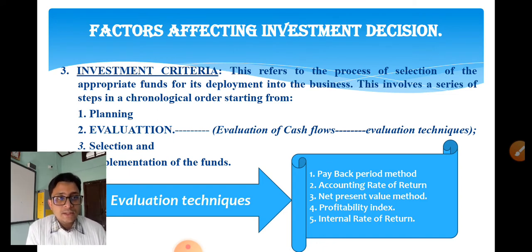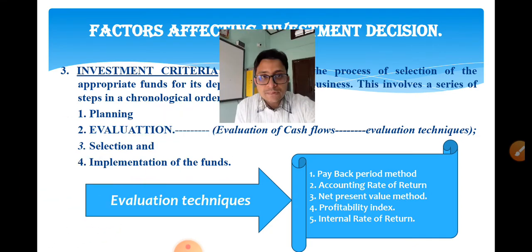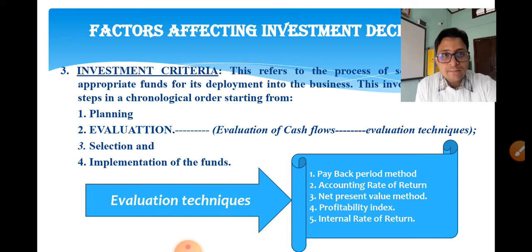So this investment criteria involves a series of steps. The first one is planning, and number two is evaluation. So what is evaluation? Under evaluation, these mathematical calculations are taken into account, like the payback period method or accounting rate of return. Some are discounted and some are non-discounted. That is at a much higher level, so we are not discussing it. This evaluation process will deliver the best project that will generate more inflows than outflows in the risky project that you will be investing in.